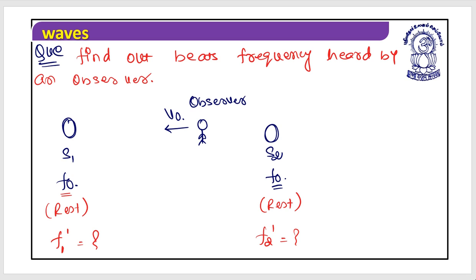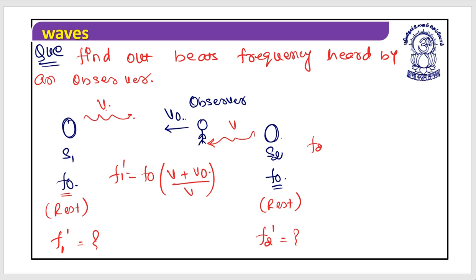So if I find out the F1 dash, let me do this here only. This is F1 dash equals F naught into bracket. As this sound wave will be in this direction, and this V and V naught are both in opposite direction, I should write it as V plus V naught. As the source is at rest, this is V.